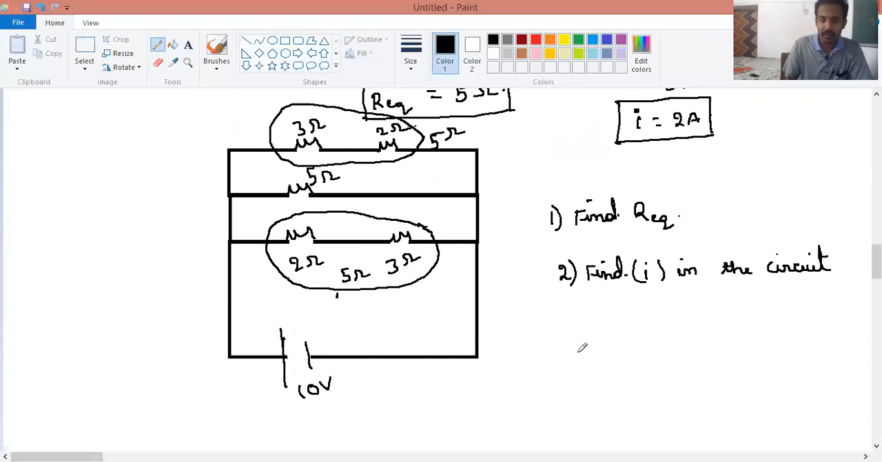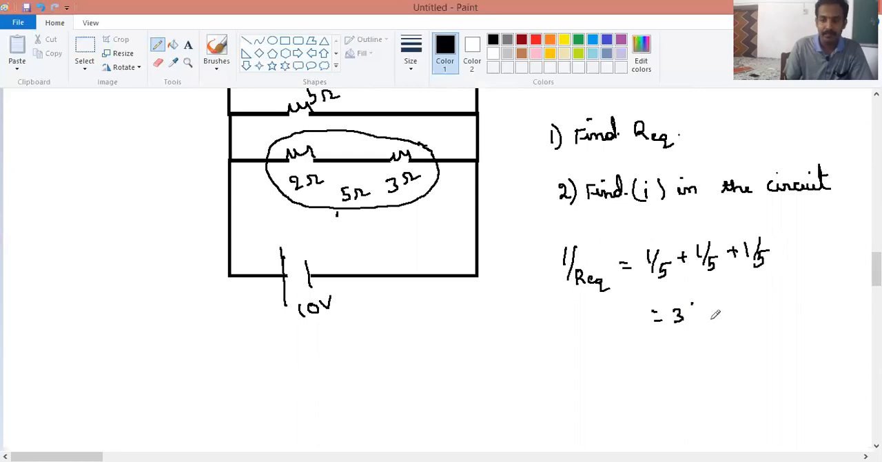So 1 by R equivalent is equal to 1 by 5 plus 1 by 5 plus 1 by 5. So this is going to be 3 by 5. So 1 by R equivalent is going to be 3 by 5, so R equivalent is going to be 5 by 3.